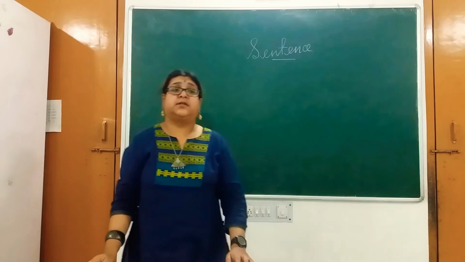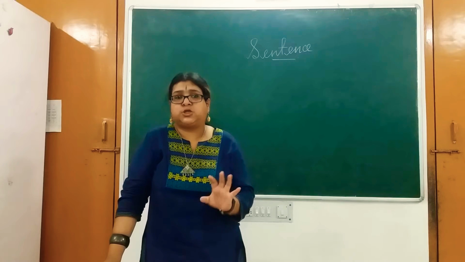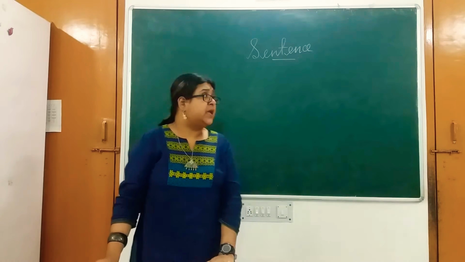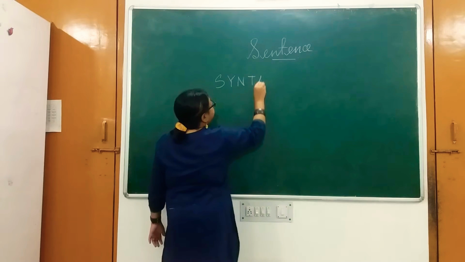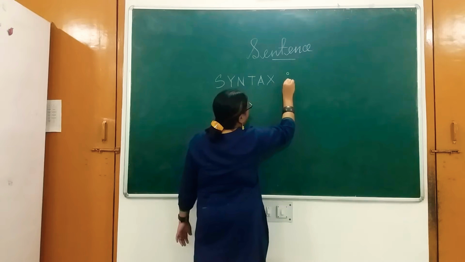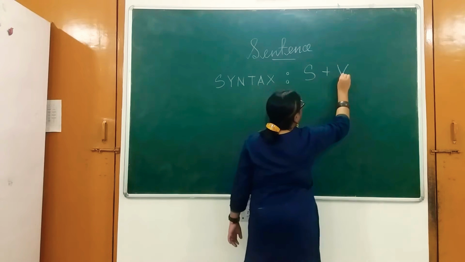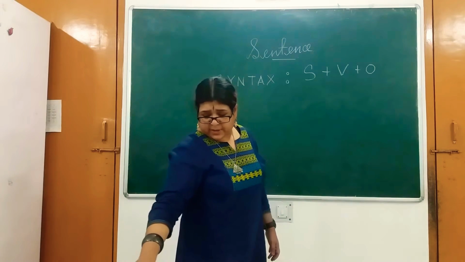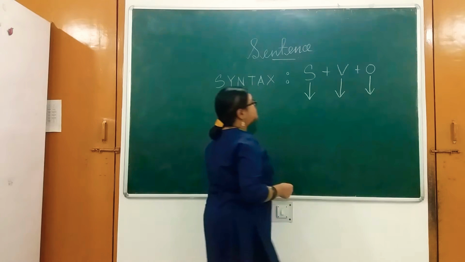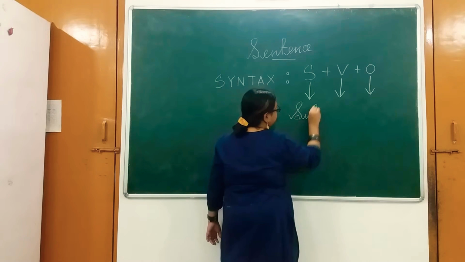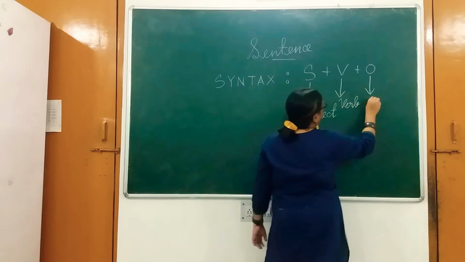Now, prior to going into the various elements of a sentence, I would want to introduce you to the basic structure of the English sentence, that is known as syntax. The syntax of the English language is SVO. Now I think most of you will be able to understand what these stand for. S stands for subject. V stands for verb. And O stands for object.